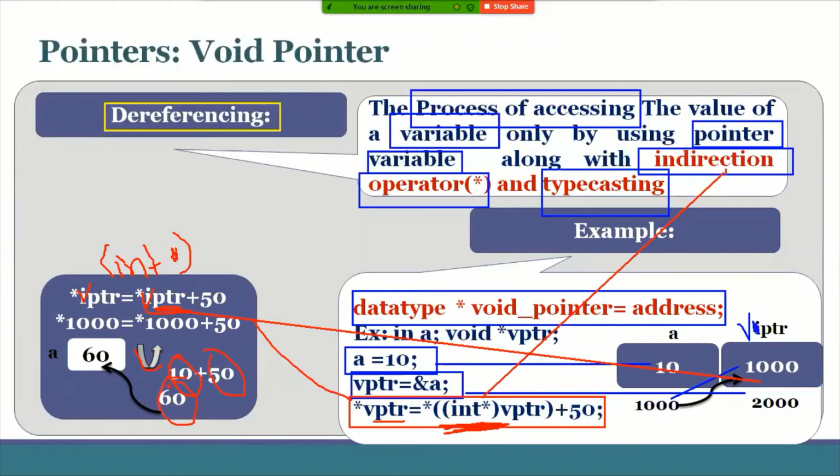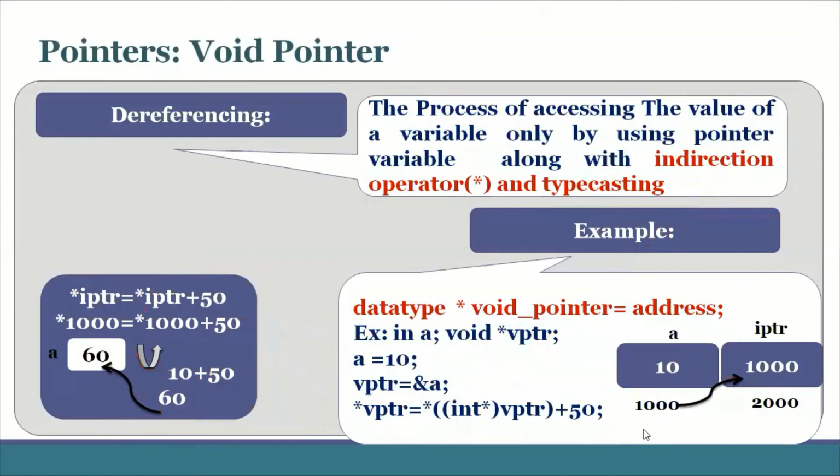The 60 will be transferred to the corresponding location. That VPTR, already converted into integer type, contains the 1000 location, and within that 1000 location this value 60 will be stored. That is, 10 will be replaced with 60. I can even display the 60 value also.